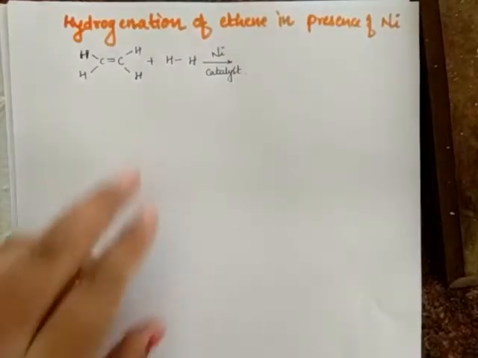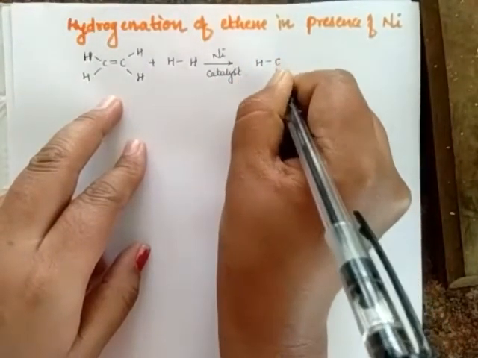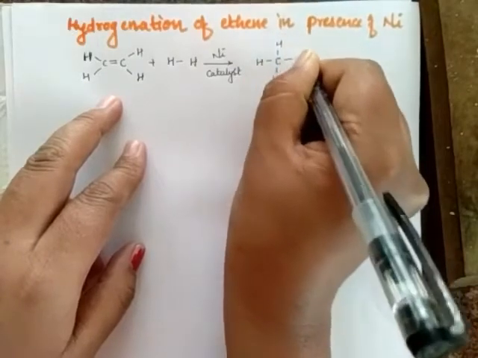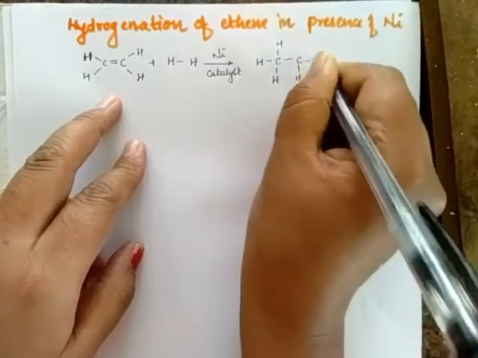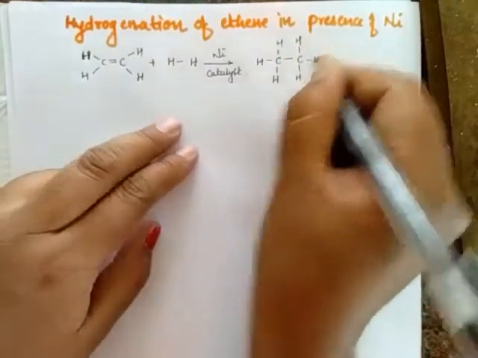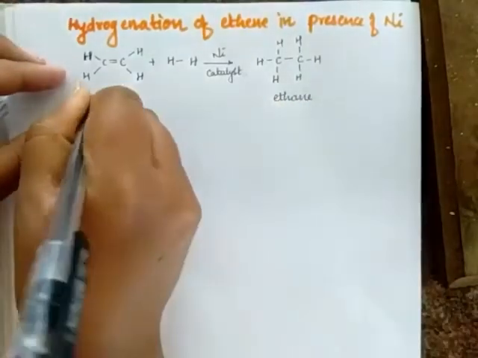So just to see, this is our ethene. So what will we get? H, here H, H, H. Okay, so this is our ethane, and this is our ethene.